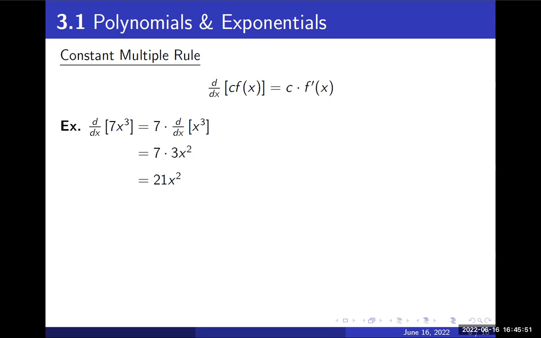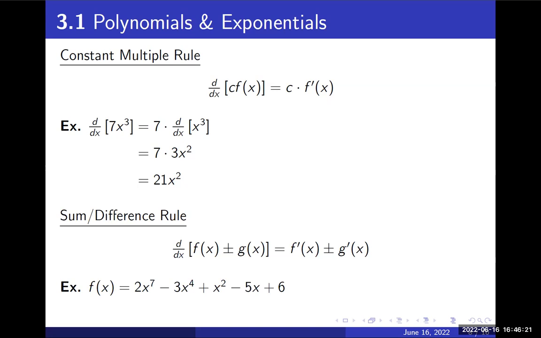Now, usually I show you all these steps, but when people do these problems, now that you've seen the rule, there's no need to show these middle steps. We can look at this and think, hey, the 3 multiplies down, it multiplies by the 7 to give 21, and then the exponent drops by 1, x squared. So no need to show this middle stuff now that we understand the constant multiple rule.